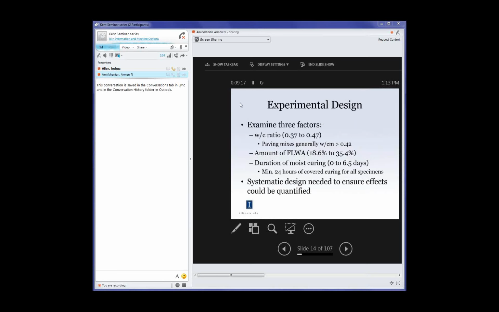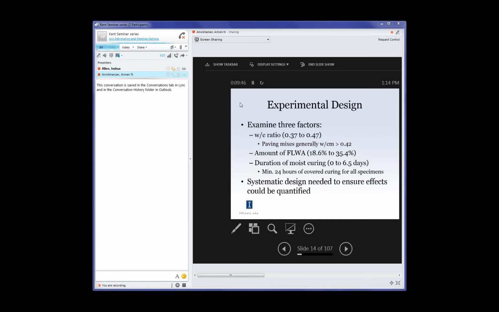So we developed a sort of factorial design. We looked at water cement ratios from 0.37 to 0.47. We added 18.6 to about 35% lightweight. That percentage is a volume percentage of the fine aggregate portion of the mix. And then we moist cured it from 0 to 6.5 days.